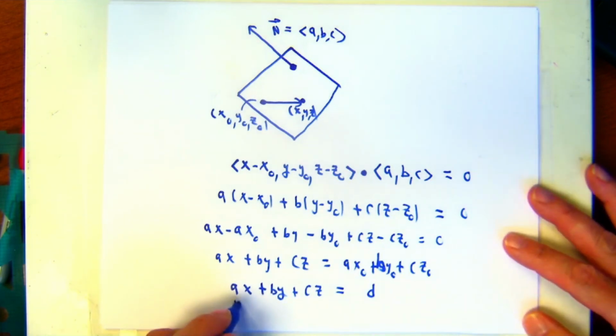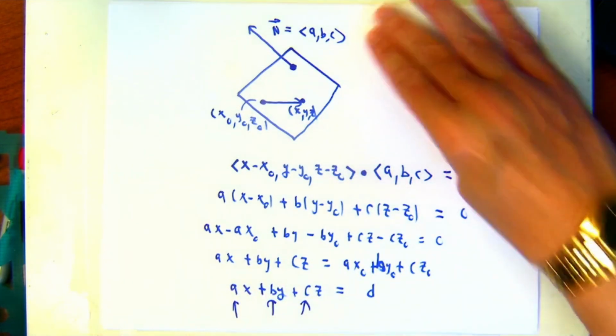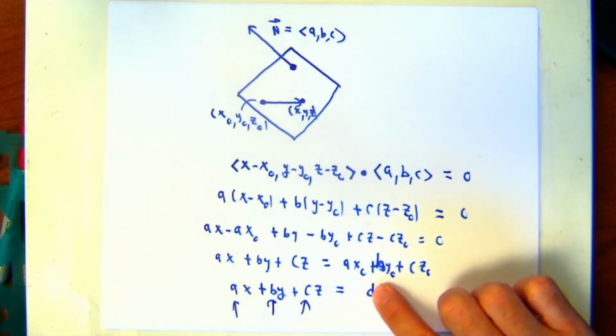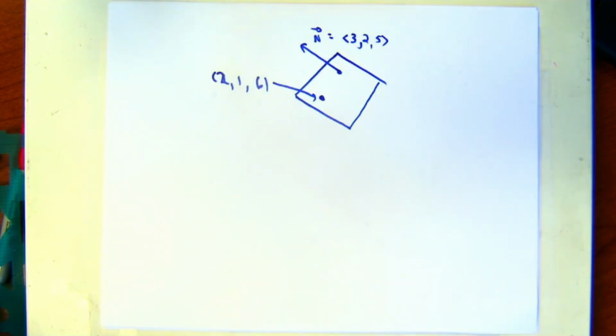These numbers are the components of this right angle vector, and this number will pick out which one of those parallel planes that you're talking about, in one sense or another. So if someone asked you to write down an equation of the plane that contains the point 2, 1, 6, that's the x0, y0, z0, and is perpendicular to the vector 3, 2, 5, we know what we're supposed to do now.